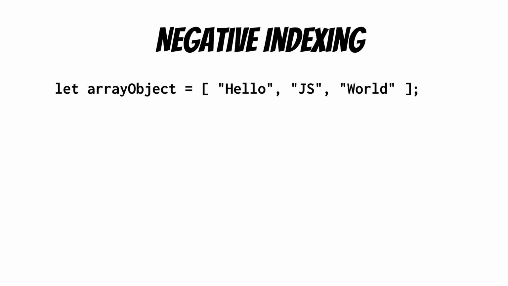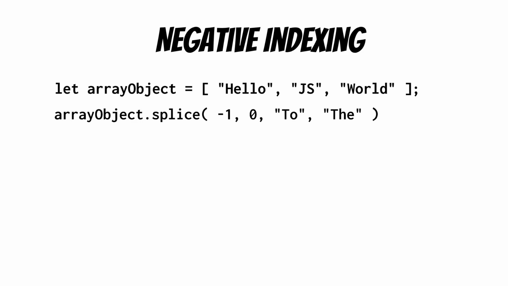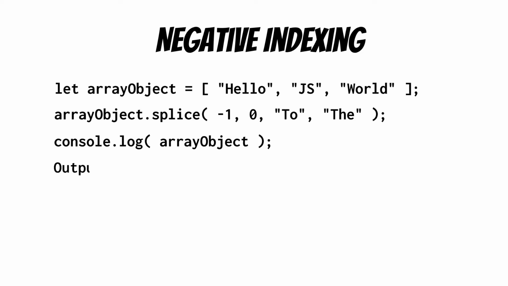Negative indexing is also allowed in the splice method, and that will be counted from the ending of the array. The rest of the things will be the same as insert, replace and delete. You just need to specify a negative index at the start index parameter.